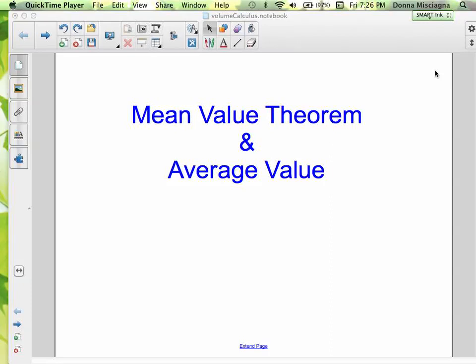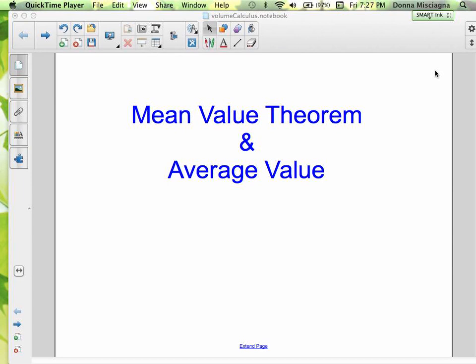Welcome to mean value theorem and average value. This is a very practical lesson because we're going to be doing some application of some concepts we've been learning, our integrals, right? We're going to be doing some applications.